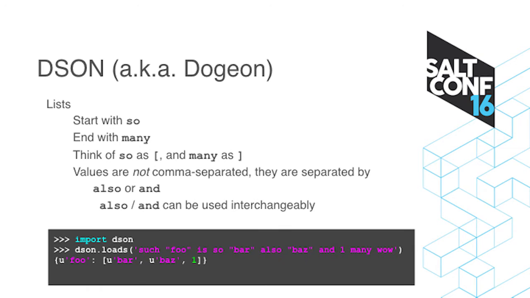Lists, they will start with "so" and end with "many." So is the open bracket, many is the closed bracket. Instead of comma-separated values, they're separated to make it a giant run-on sentence. The separator is either the word "also" or "and", and that can be used interchangeably. It doesn't matter.